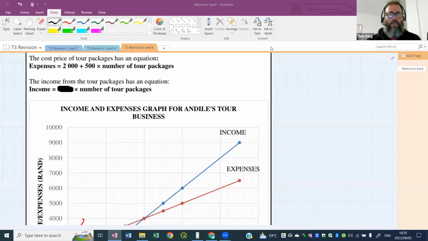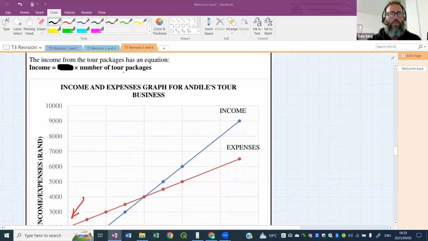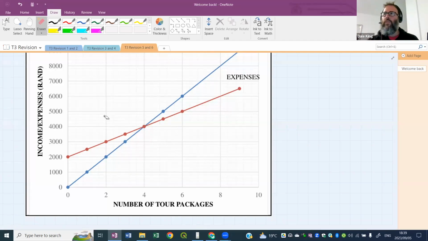Now, the next part of this, the income from the tour packages. How do we work out the rand value times the number of, so this certain number of rands times the number of tour packages will give you your income. How can we find that off the graph? How do we find that off the graph? Where do we look for that? It's a certain number of rands times the number of packages. For example, for one package, it's a certain rand value. For 2 packages, it's a certain rand value. For 3 packages, it's a certain rand value. So where on this graph can we find that value?